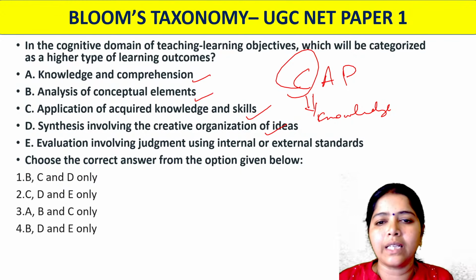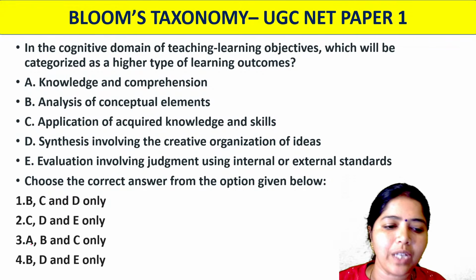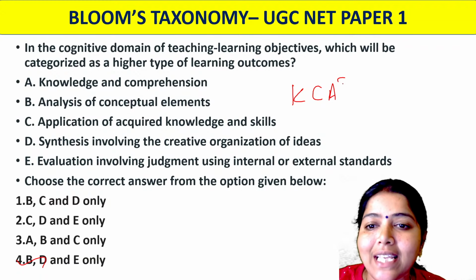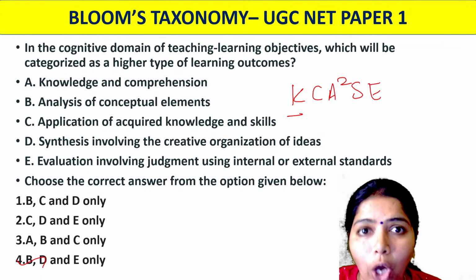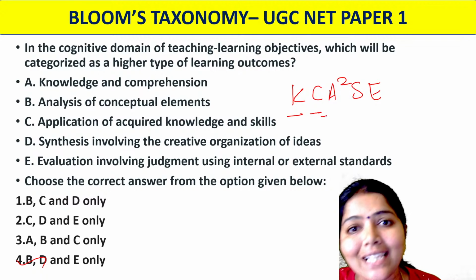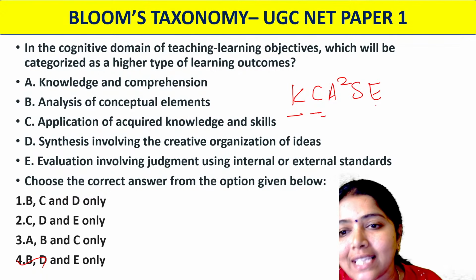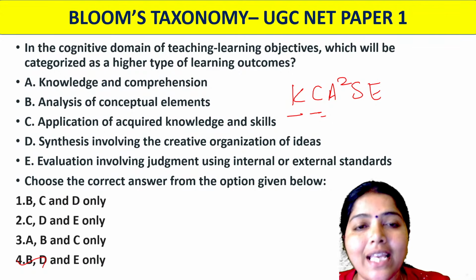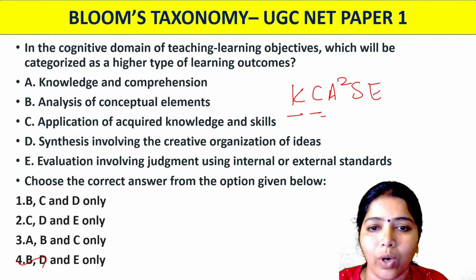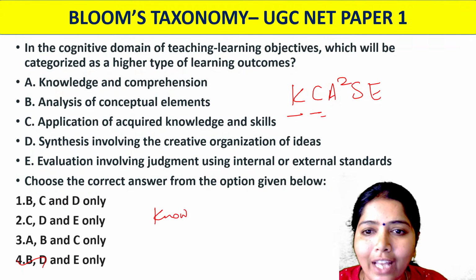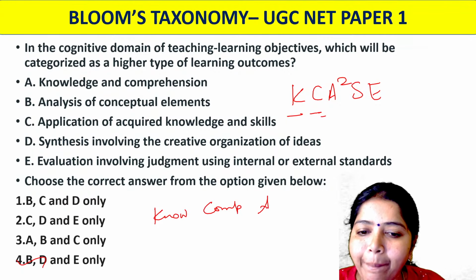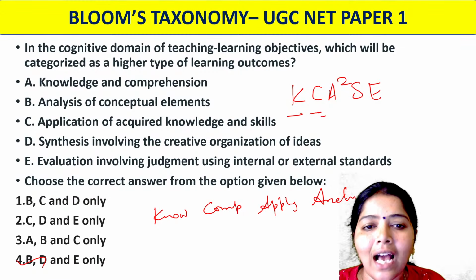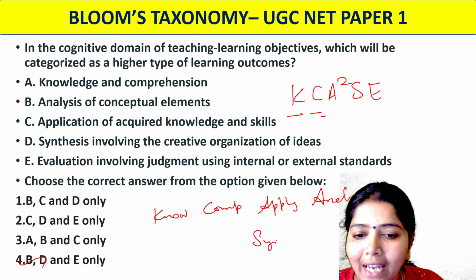See here, the right answer for this question is option number 4, that is BDE. What is the cognitive domain? This is nothing but KCA squared SC, that is knowledge, comprehend, apply, analyze, synthesize and evaluate. This we call the KCA squared SC of Bloom's taxonomy. Once again I write: knowledge, comprehend, apply, and then analyze, and next comes synthesis and evaluation.